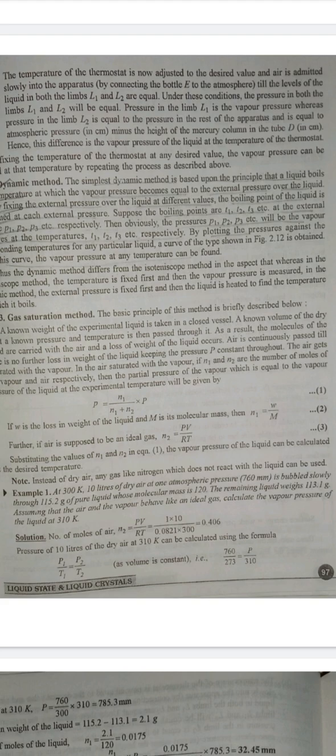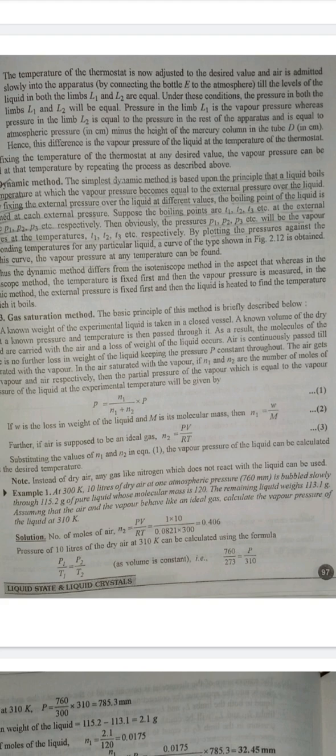Dynamic method. The simplest dynamic method is based upon the principle that a liquid boils at the temperature at which the vapor pressure becomes equal to the external pressure over the liquid. Thus, by fixing the external pressure over the liquid at different values, the boiling point of the liquid is determined at each external pressure. Suppose the boiling points are T1, T2, T3, etc. at the external pressures P1, P2, P3, etc. respectively. And obviously, the pressures P1, P2, P3 will be the vapor pressures at the temperatures T1, T2, T3 respectively.